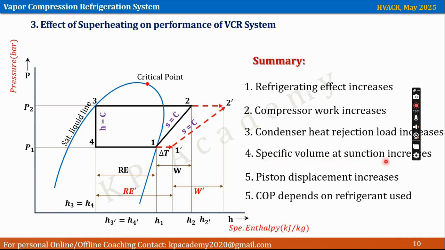Next, specific volume at suction increases. If you see, point 1 has less specific volume than 1 dash. So 1 dash now has more specific volume. Okay, and because of that piston displacement increases, right? And finally COP depends on the refrigerant which is used over there.